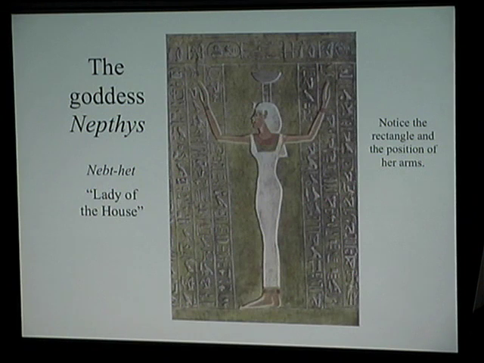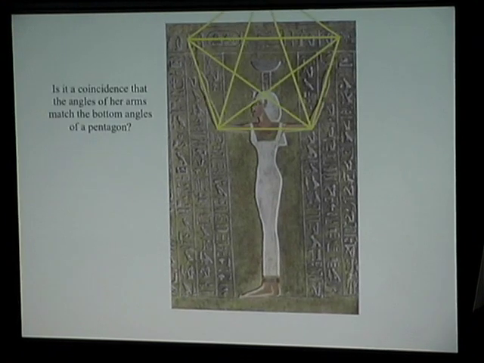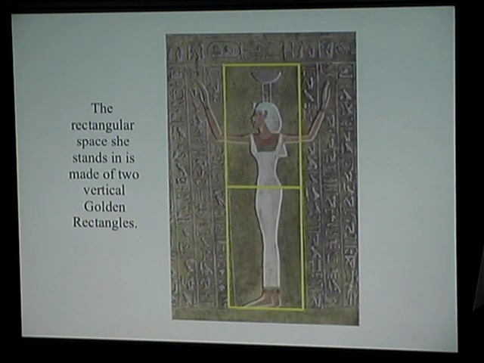Here we have the goddess Nebt-het, or Nebchet, which means lady of the house. Notice the position of her arms. I've seen this position in other works of Egyptian art. See this angle they slant at? Well, is it a coincidence that the angle is at the pentagonal angles? Also, the rectangle, which, by the way, puts her name, Nebchet, in the center of this five-pointed star. And the rectangle that she's standing in is essentially two golden rectangles. Now, why they chose two or one or three, we'd have to speak to a priest to know about that.